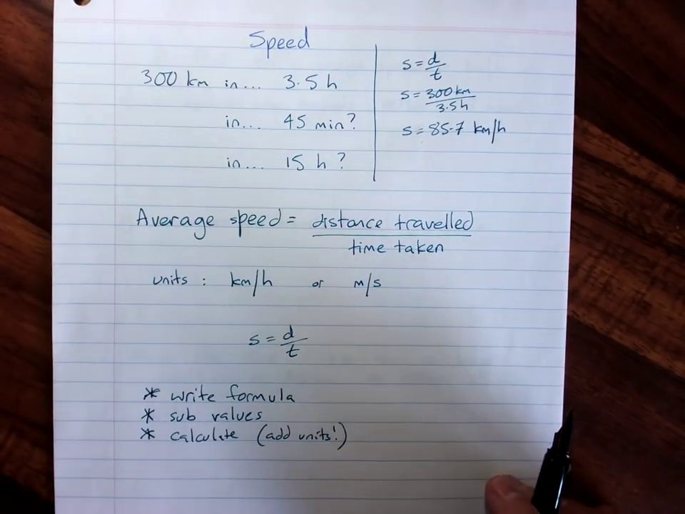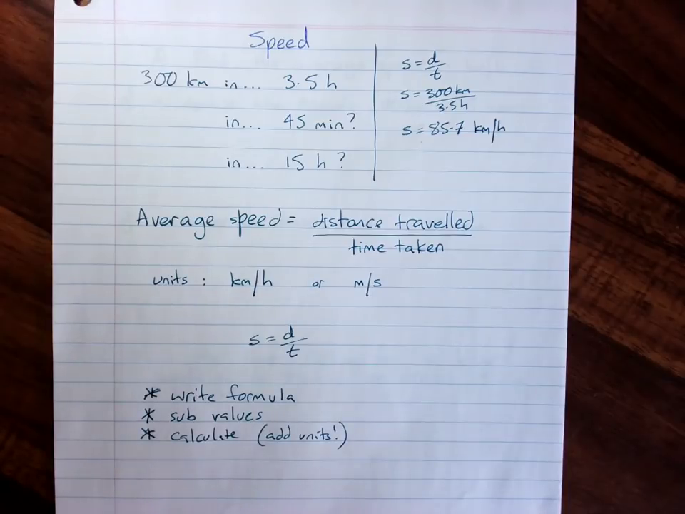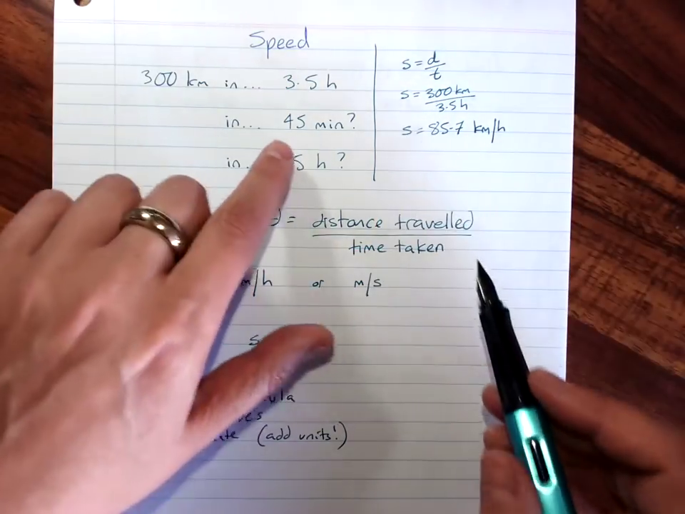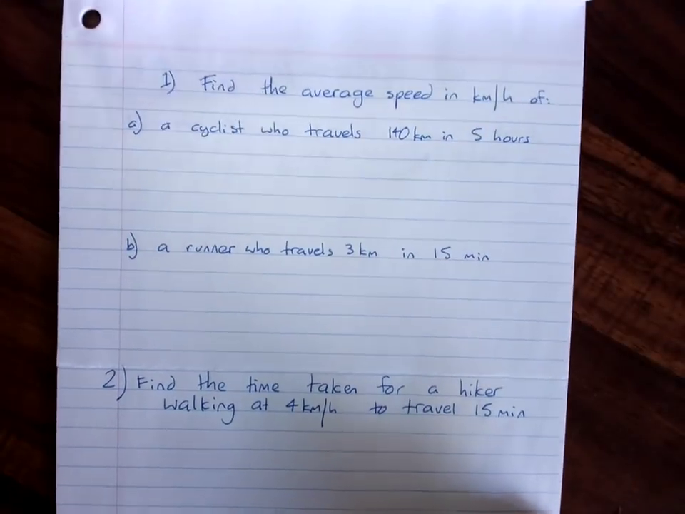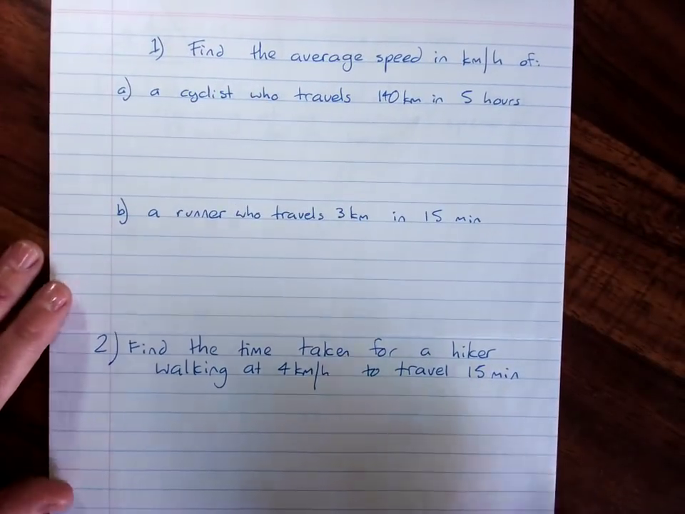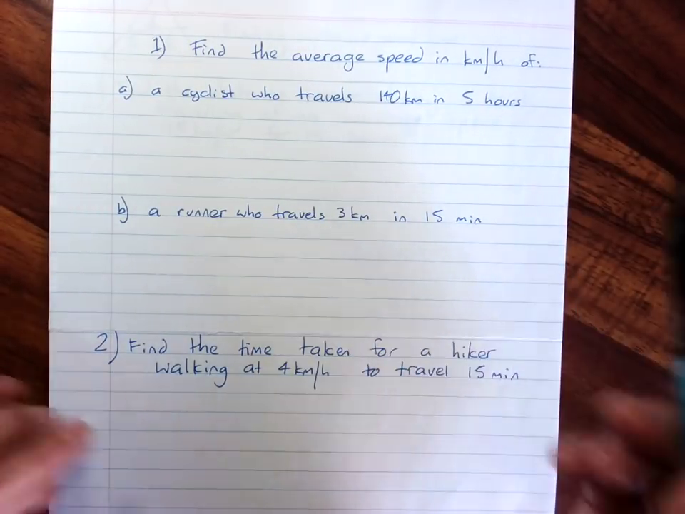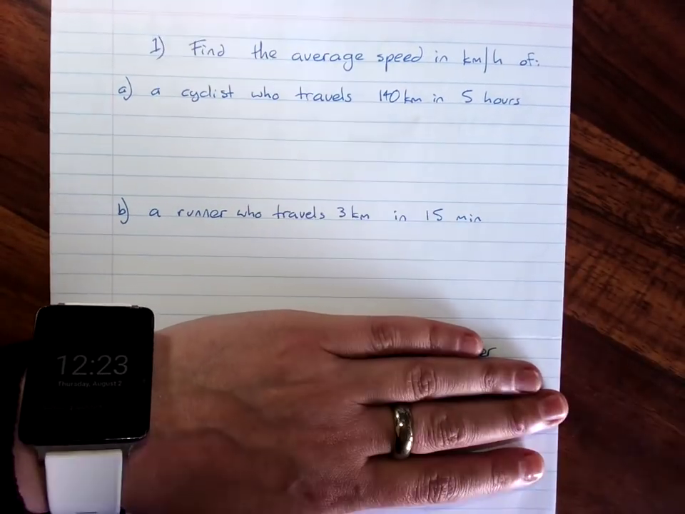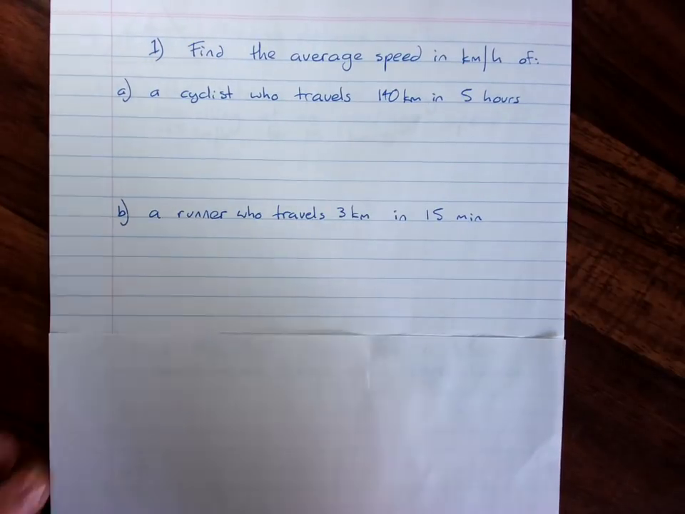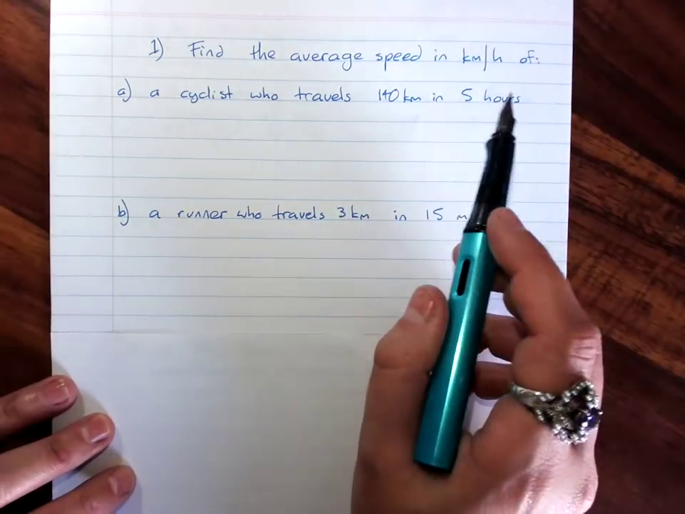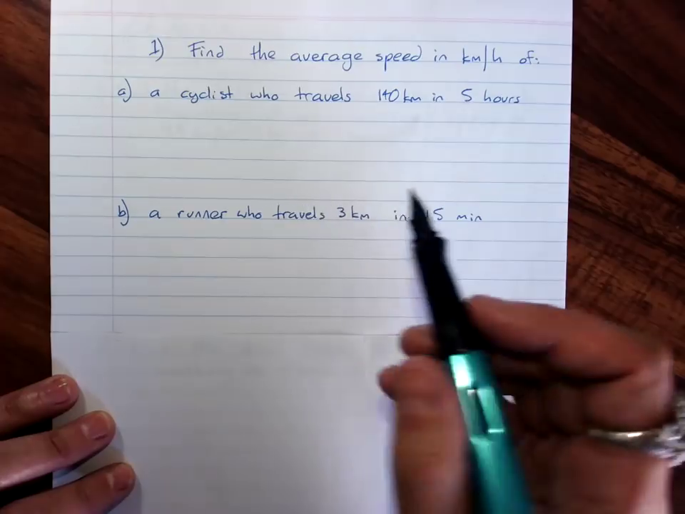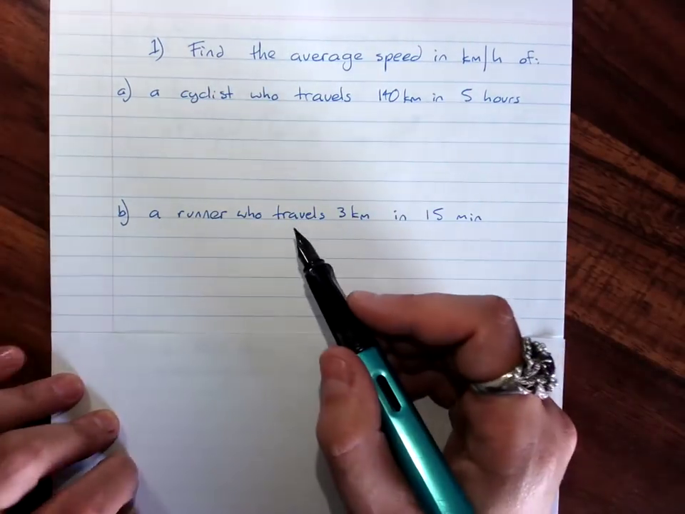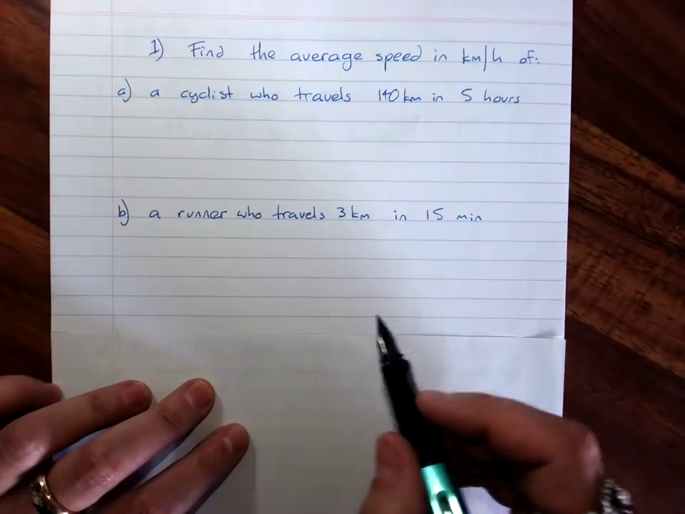Now, we can also use simplifying rates, the way we've done that so far. I'll do one of the next questions in a different way. So types of questions we might get. Find the average speed in kilometres per hour. Oh, sorry, there's an extra question there. Here we go. The average speed in kilometres per hour of a cyclist who travels 140 kilometres in 5 hours. So the two different options are to simplify the rate or use the formula.